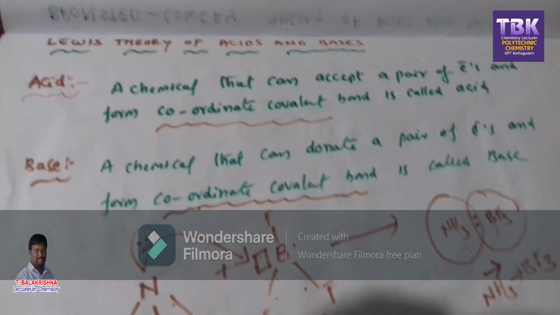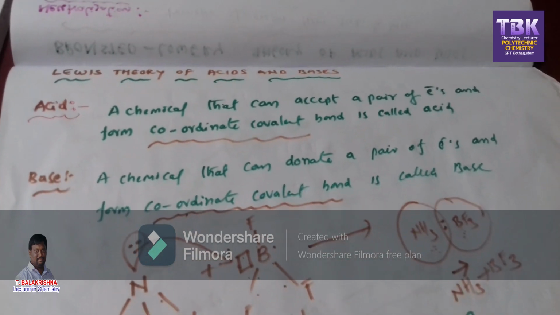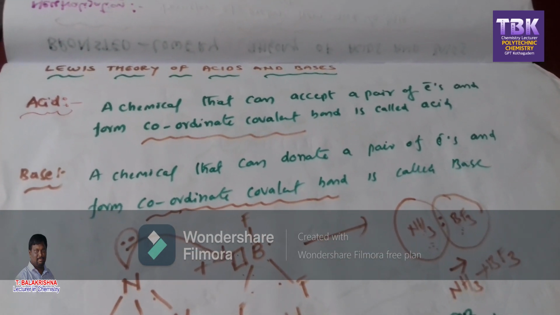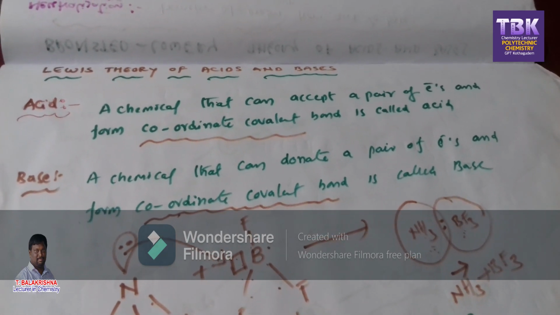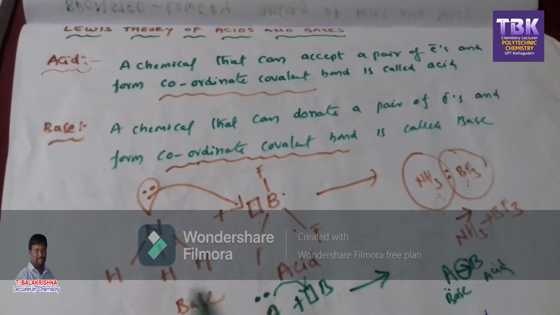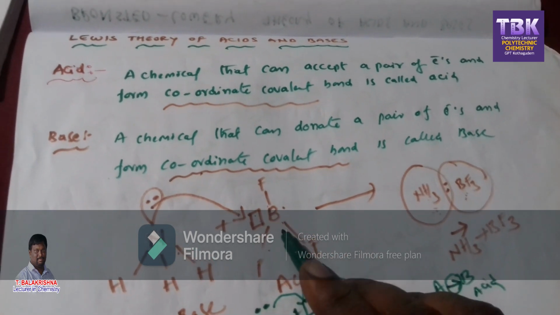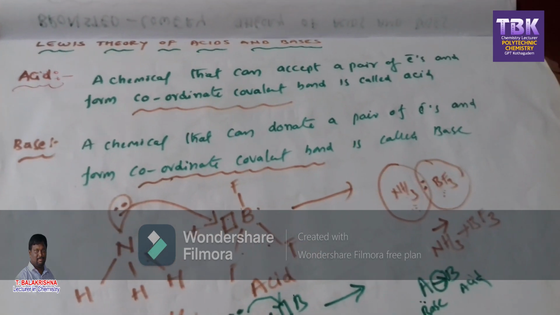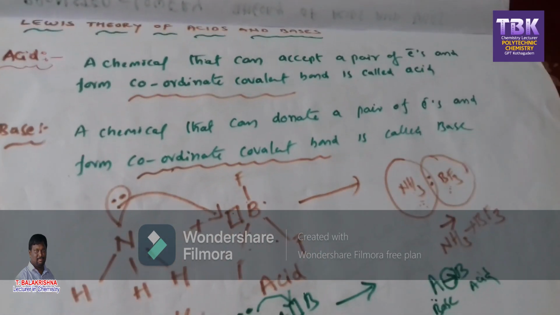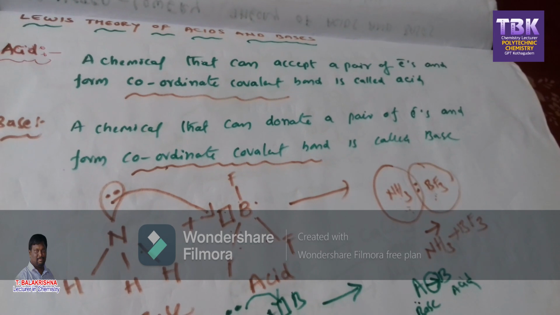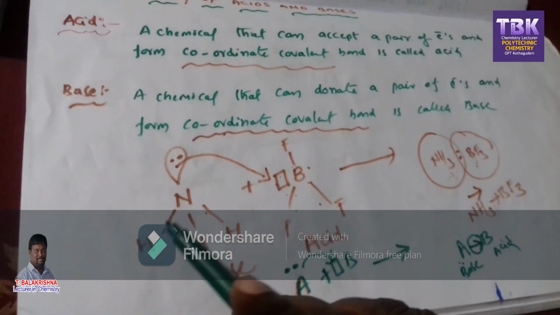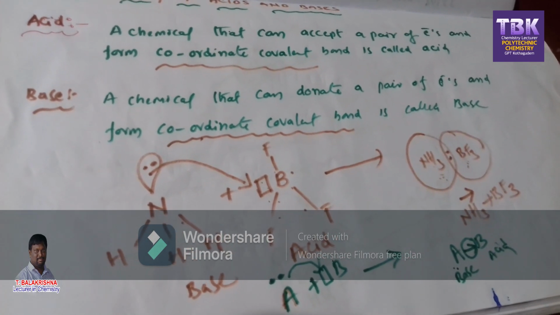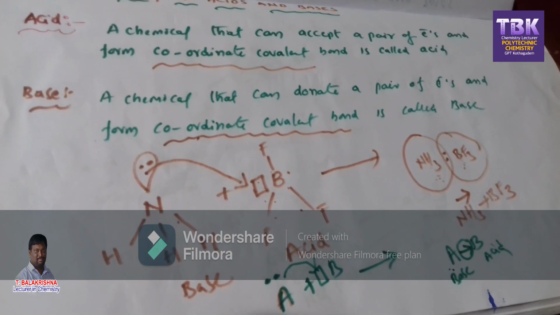Now I repeat the definition according to the Lewis theory. The definition of acid is the chemical species or substance that can accept the pair of electrons and form coordinate covalent bond is called acid. In this example, boron trifluoride is ready to accept the pair of electrons, so it is an acid. The chemical species that can donate a pair of electrons and form coordinate covalent bond is called base. In this example, ammonia is ready to donate or contribute the pair of electrons, so that is base.